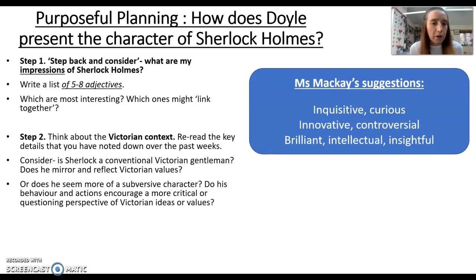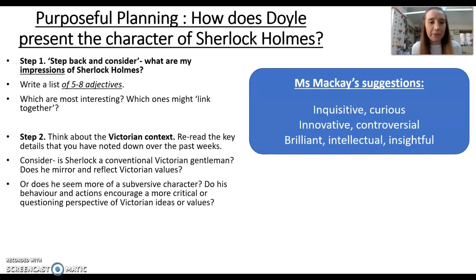So, okay, a question you might ask yourself is: is Sherlock conventional? Is he subversive in terms of Victorian context? Now, pretty clear he's subversive. He's not a conventional gentleman, although he does show some gentlemanly characteristics and qualities. So you could actually say, well, to some extent he's conventional in terms of his appearance, but then he goes off and puts on a disguise of an opium drug addict. So he kind of subverts quite quickly.